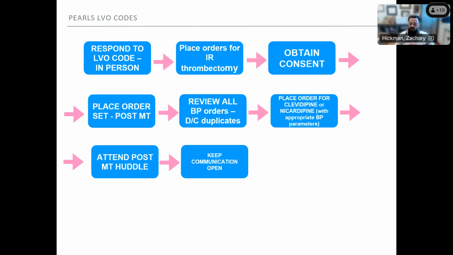For the post-thrombectomy patients, there's no one order set that includes everything, unfortunately. The first thing you need to do, which is not really on here, is discontinue all the previous orders. Discontinue everything that is already there. If you don't, there's going to be a lot of duplicates, such as the pre-TPA or pre-thrombectomy blood pressure orders, which are going to have different parameters than what we want afterwards. So the easiest thing is just to DC everything and start with a fresh slate.